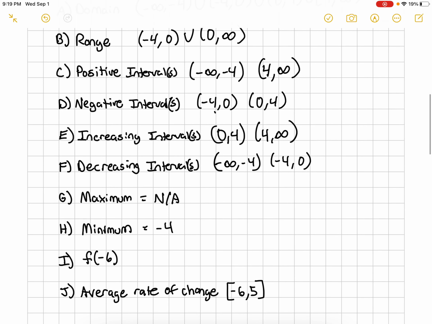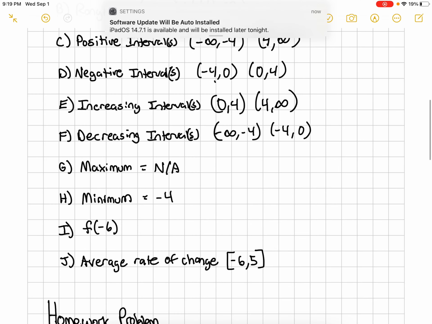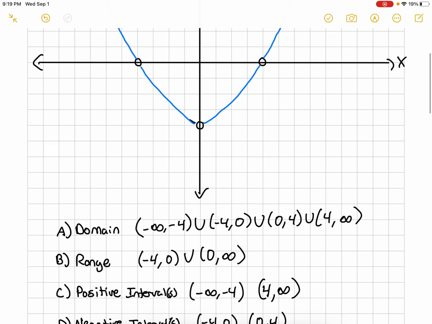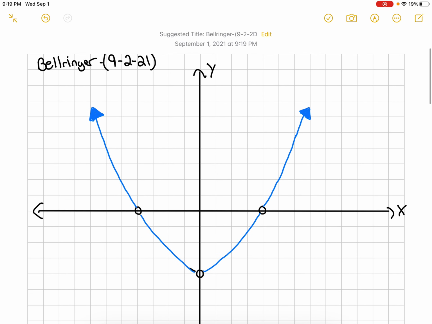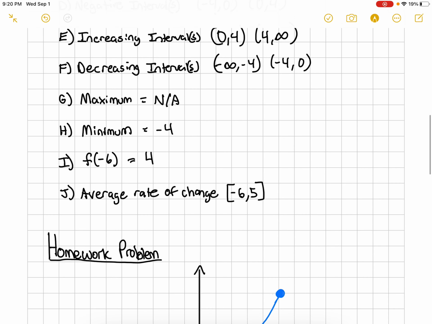And then f of negative 6. This means if we plug in a negative 6, if our input is negative 6, or our x value is negative 6, what's our y value or our output going to be? So look at negative 6 on the x-axis. And if we're at negative 6 on the x, we are at positive 4. So this is the negative 6, 4 coordinate. So f of negative 6 is 4.